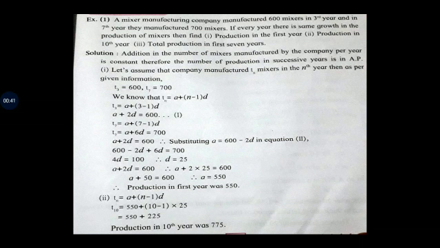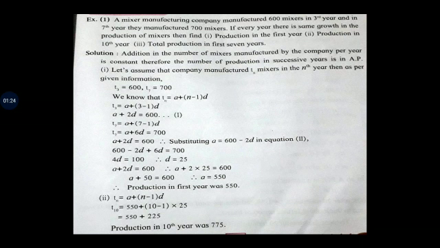Now see what is the question given here. A mixer manufacturing company has manufactured 600 mixers in the third year, and in 7th year they have manufactured 700 mixers. So now see, by seeing the question itself you will come to know what type of formula you have to use here. You have to make use of formula T of n is equals to a plus n minus 1 into d. Why? Because T3 here given is 600 and T7 given here is 700. So you have to consider that the company manufactured T of n mixers in the nth year. Then as per the given information, T3 is equals to 600 and T7 is equals to 700.